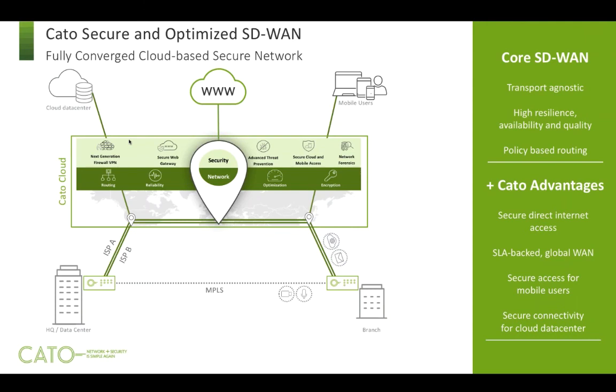We connect mobile users and cloud applications to a single cloud environment, single policy, single management, and a single place to see and control your network. And these are all the Cato advantages and capabilities of SD-WAN, our advanced SD-WAN.